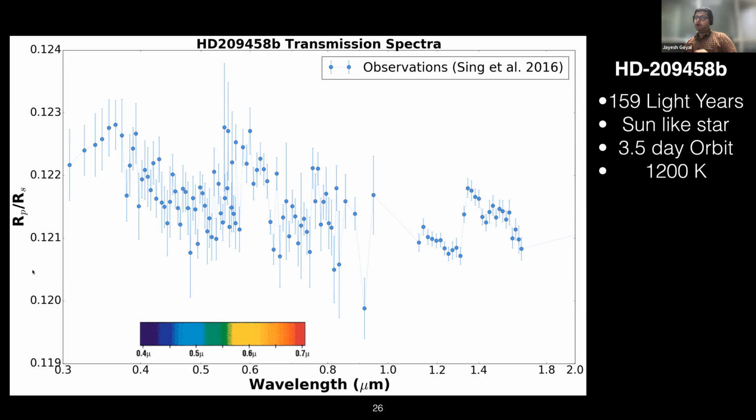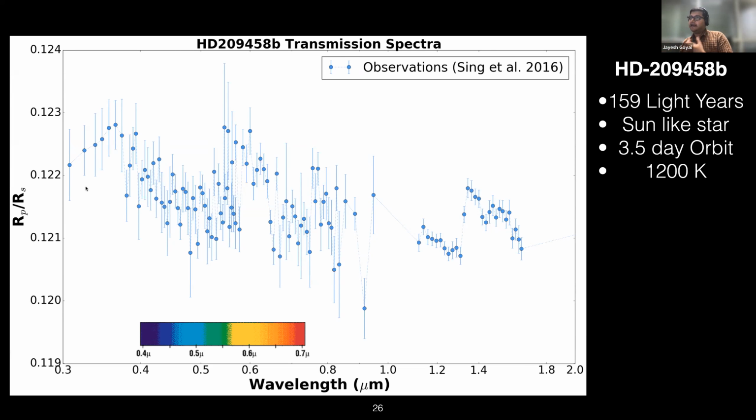What you're ultimately measuring is the radius of the planet, and how it changes with respect to wavelength. You see all the points, the bumps and the dips, going up and down in the spectrum. I'll explain what each of these means.